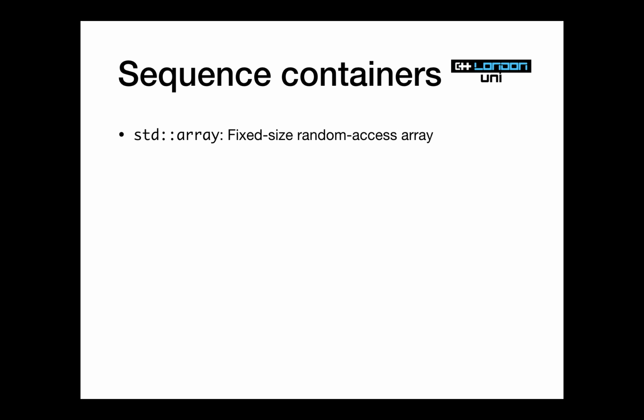All right, so we had 4 groups: sequence containers, associative containers, unordered associative containers. The first group, sequence containers. Of these, we've got std::array, which we've talked about earlier. It's a fixed size random access array. You declare up front how many elements this array will have, and that's how many it has.